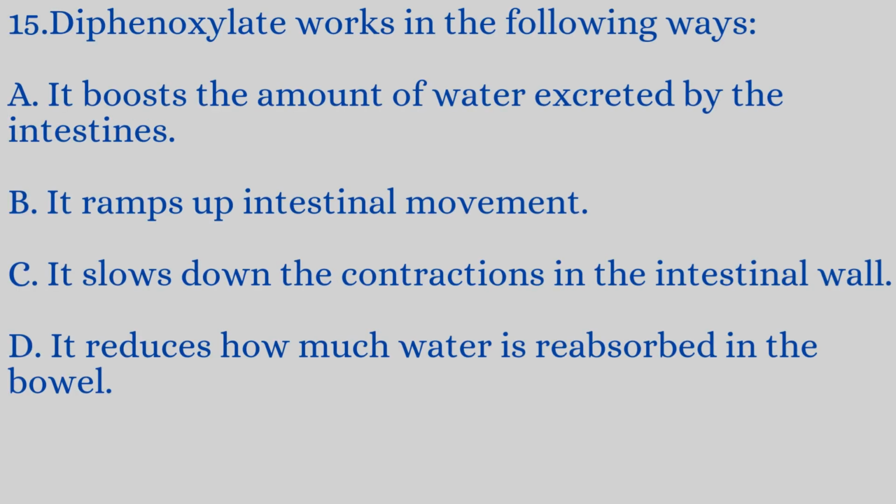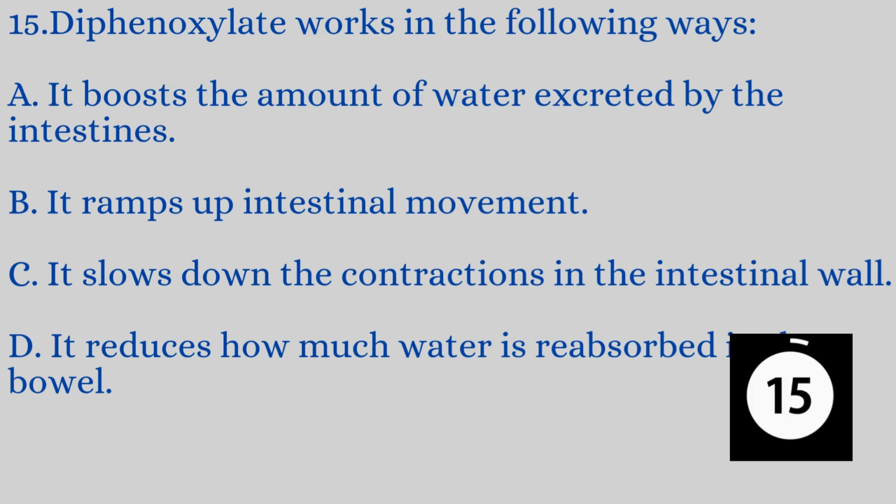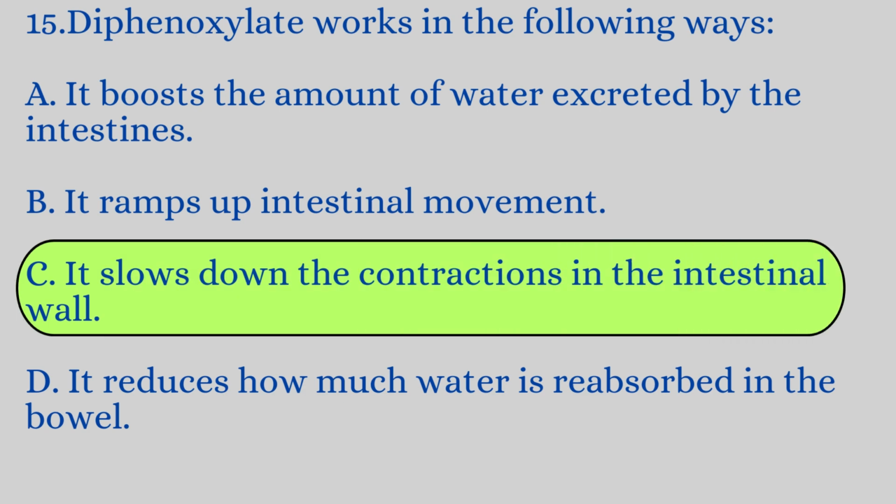15. Diphenoxylate works in the following ways: A. It boosts the amount of water excreted by the intestines. B. It ramps up intestinal movement. C. It slows down the contractions in the intestinal wall. D. It reduces how much water is reabsorbed in the bowel. The answer is C. It slows down the contractions in the intestinal wall.